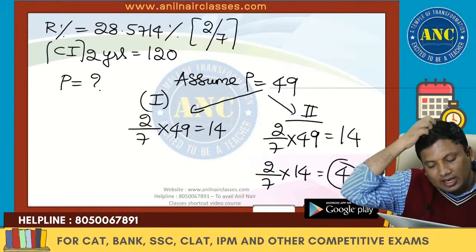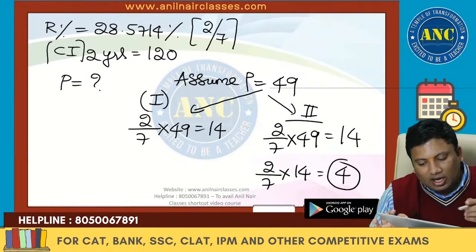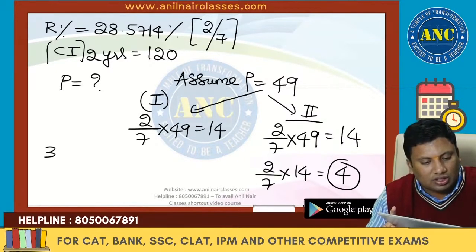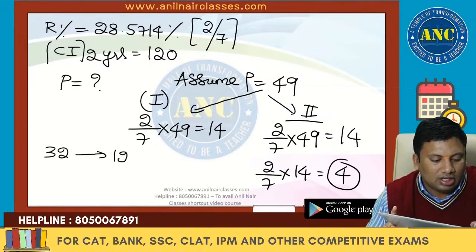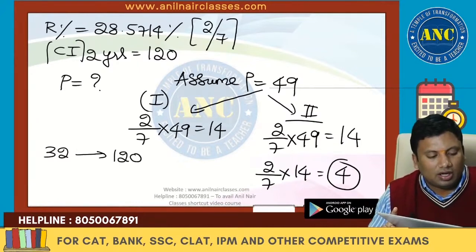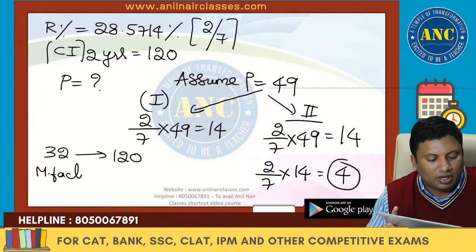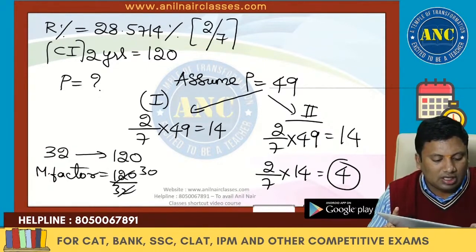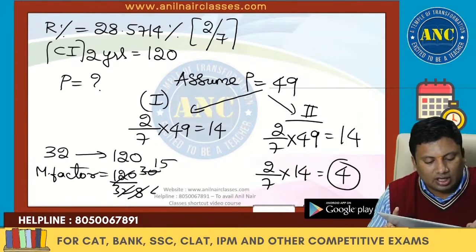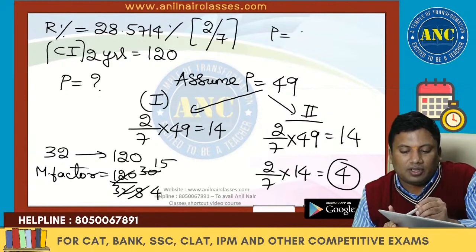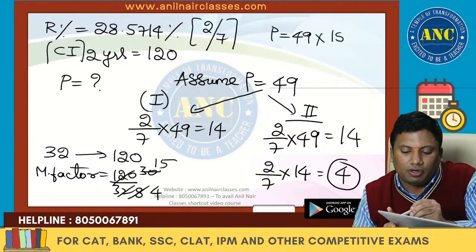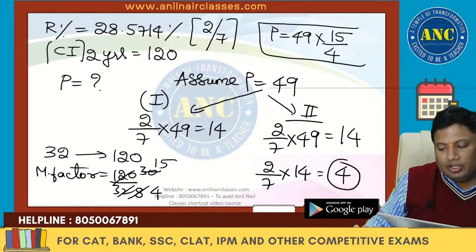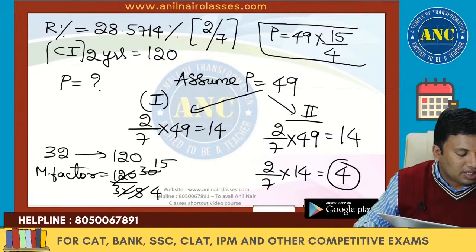Assume principal as 49. CI for 2 years: how much did we get? 14 plus 14, 28, 28 plus 4, 32. But according to the question, it is given as 120. So the multiplication factor will be 120 by 32, which is 15 by 4. So the answer is 49 into 15 by 4. I hope it is clear.